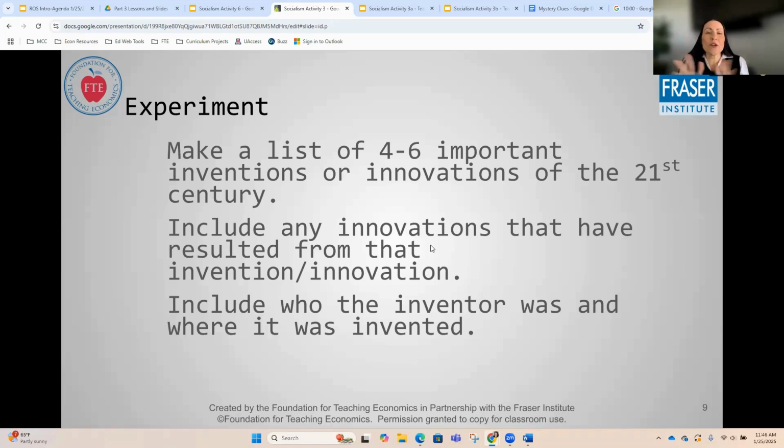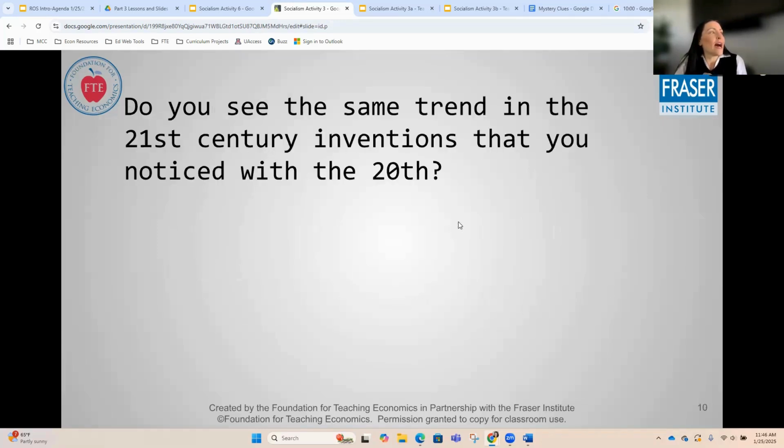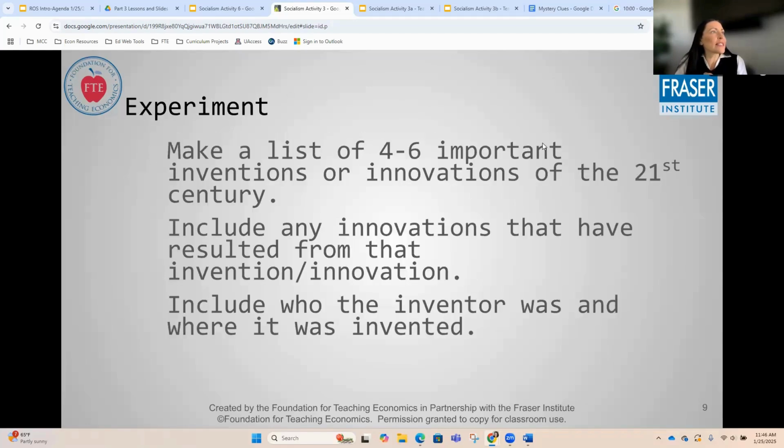And then this is where you can use Google. I want you to use Google and include who the inventor was and where it was invented, if you can find that information. So once you come up with an invention that you think was important, one of the most important inventions we've had so far since 2000, where was it invented and who was the inventor? Okay, so you're going to use a team slide that looks like this.